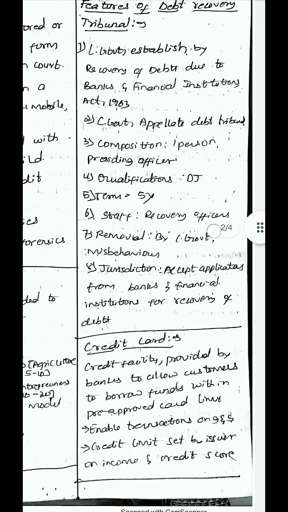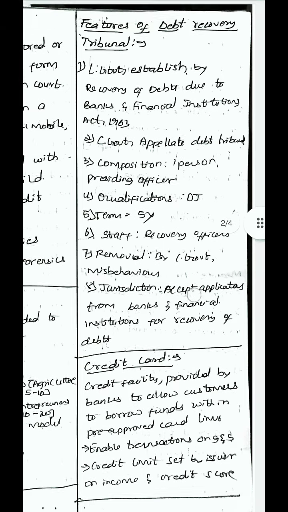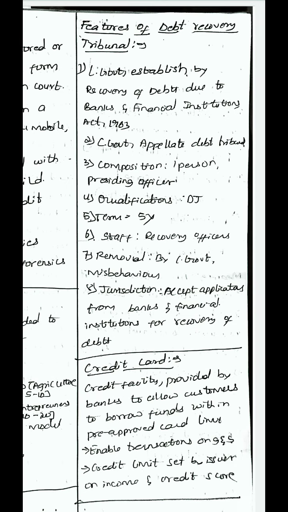The next is composition. It contains one person who is called the presiding officer. The qualification of the presiding officer is that he should be at least qualified to become a district judge. His term is for 5 years. The staff consists of recovery officers who work under the presiding officer. The removal of a presiding officer is by the central government on his misbehavior.